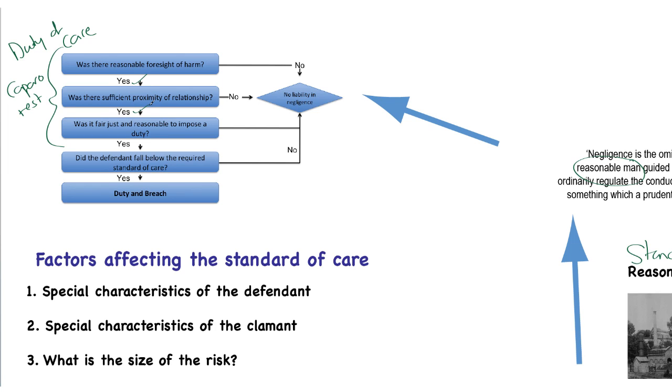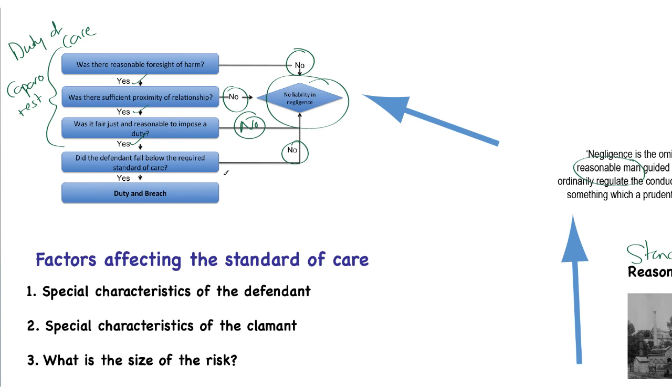If we have each of those three things, then we can say a duty of care exists. If we have a no to any of them, then we immediately have no liability in negligence. So this is an every-hurdle-must-be-jumped set of tests. If we can demonstrate that there is a duty of care, then we go on to ask, has the defendant fallen below the required standard of care? Once again, a no will give us no liability. A yes means that we have proved duty and breach.